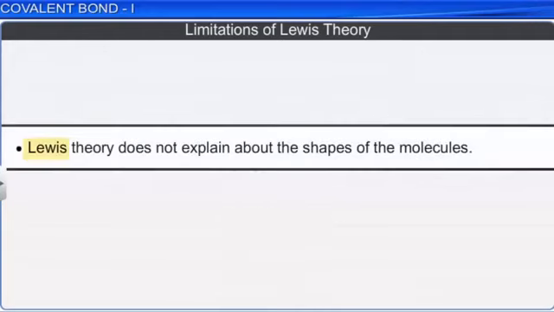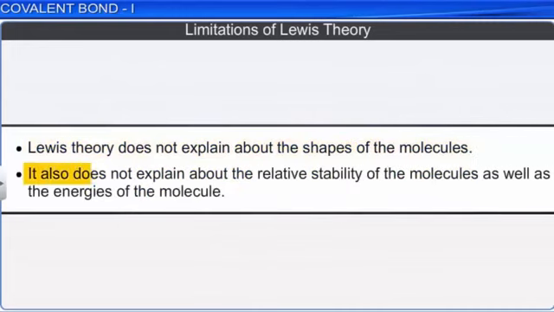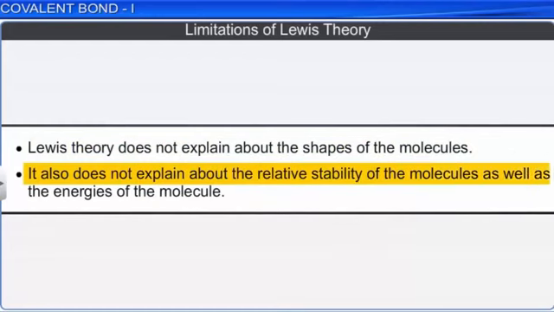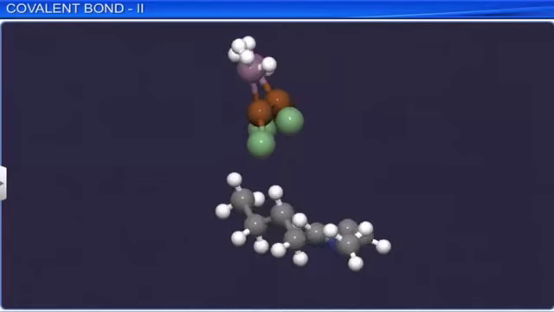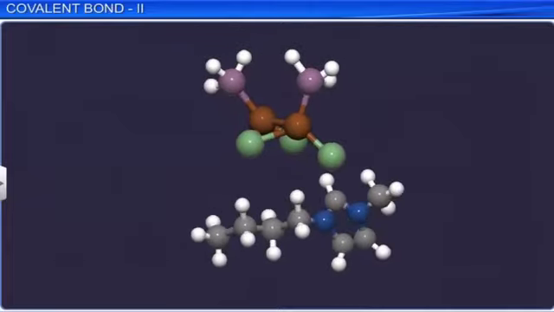Lewis' theory does not explain the shapes of the molecules. It also does not explain the relative stability of the molecules as well as the energies of the molecule. Drawing the atomic structures of complex compounds with bonds is difficult.